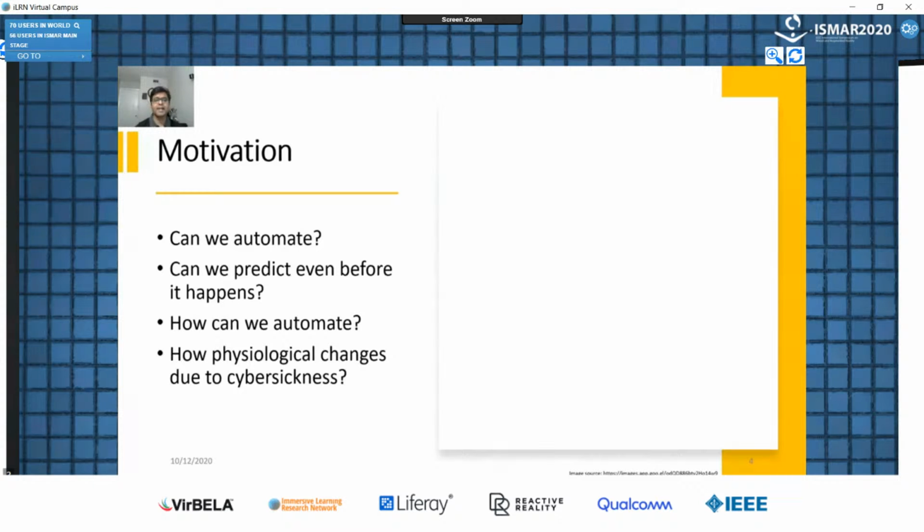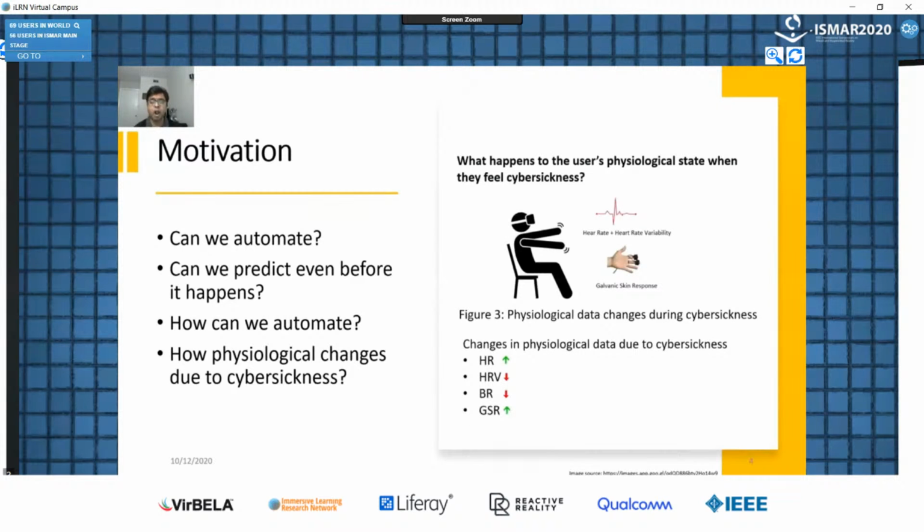So motivated by that, our question is, can we really automate the process of detecting cyber sickness? And we're going to go a little bit further. Can we predict cyber sickness even before it happens? And if we can detect and predict, how can we automate this? And what is the correlation between the physiological changes with respect to cyber sickness? As it turns out, with any kind of distress that is happening to our body, either you feel dizziness, nausea, or others, our physiological data reacts to that.